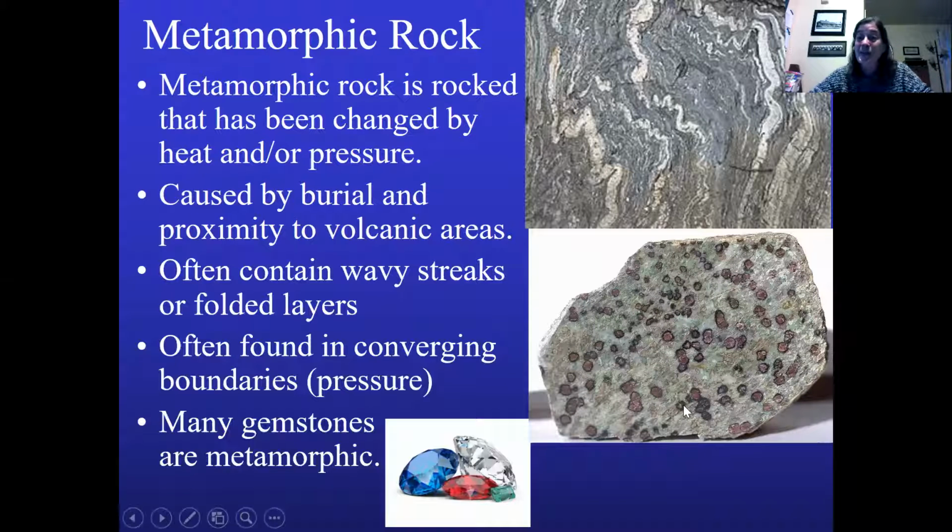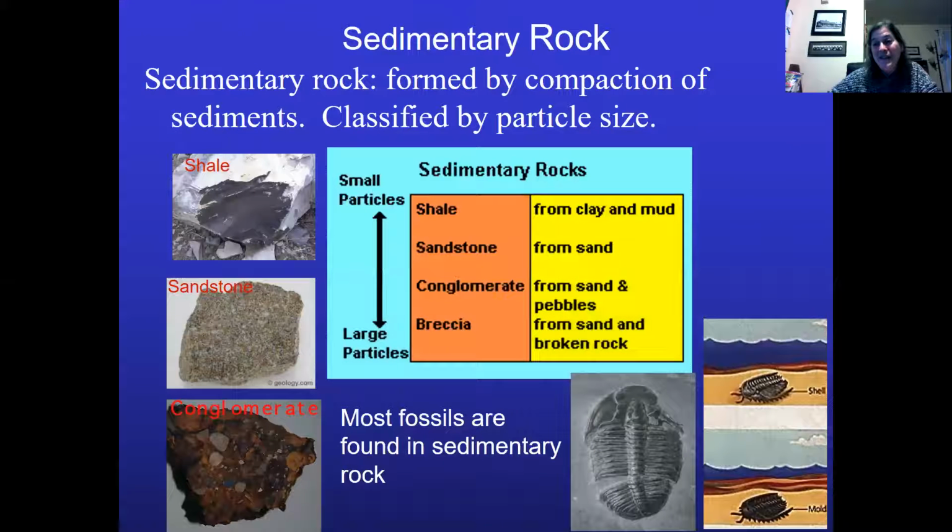A lot of our gemstones, because they're nice and dense and we want them to be durable, come from metamorphic rocks, like diamonds, sapphires, and rubies.